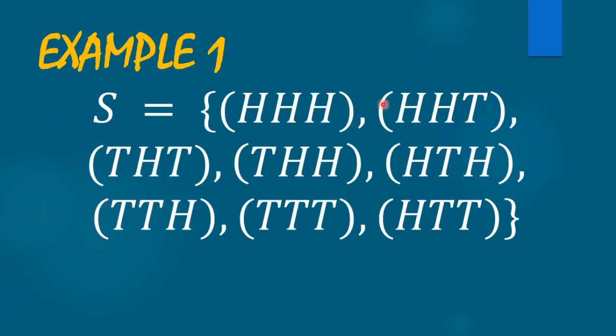So the sample space will be head, head, head. For instance, on the first toss, we have head. Second toss, we have head. And then the third toss, we have another head. Or we can have head, head, tail; head, tail, head; tail, head, head; head, tail, tail; tail, head, tail; tail, tail, head; and tail, tail, tail. So with this given, the number of elements in the sample space is 8.